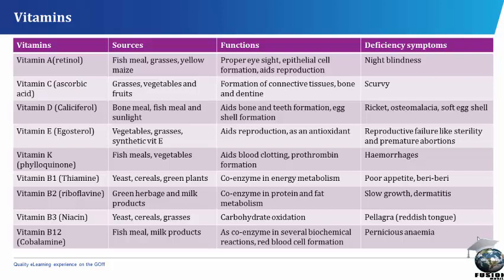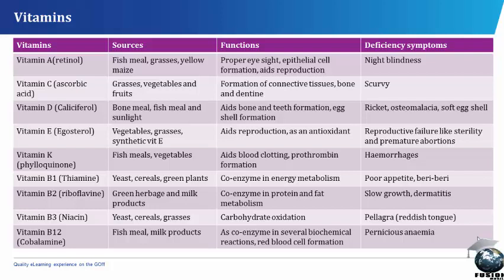Vitamin E, tocopherol. Sources: vegetables, grasses, synthetic vitamin E. Functions: aids reproduction, acts as an antioxidant. Deficiency symptoms: reproductive failure like sterility and premature abortions.